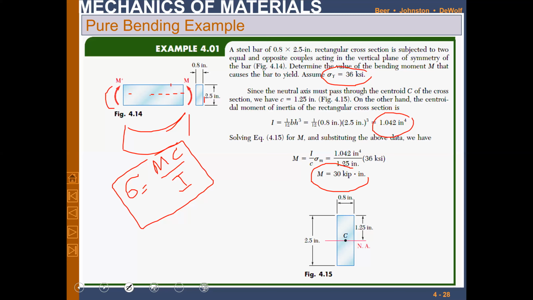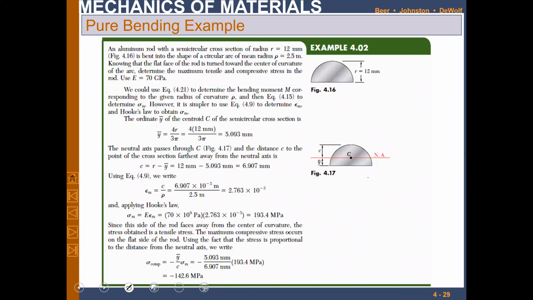Okay, fine. Let's go to 4.02. Now you have a semicircular shape, right? An aluminum rod with a semicircular cross section, radius 12. Rho, the radius of curvature, is 2.5 meters. This is not the curvature, this is the radius of curvature, right? And then you can use E, Young's modulus, which is 70 GPa, gigapascal, right?